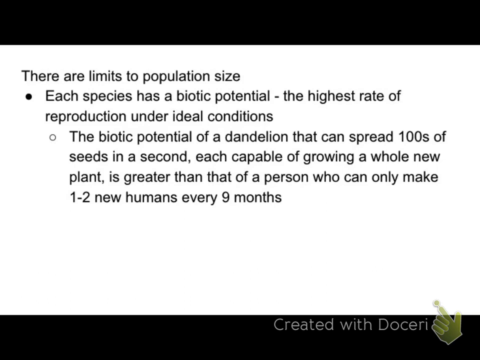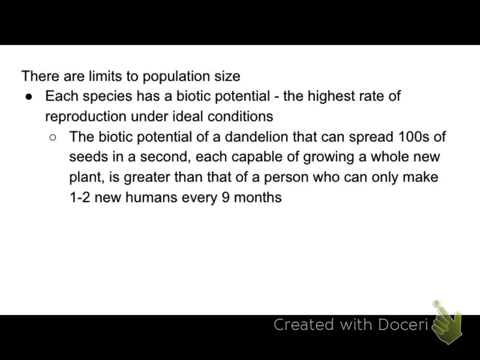So a dandelion doesn't take very long to grow, okay? And then it can spread hundreds of seeds, and each of those seeds is capable of growing into a whole new plant. So dandelions have a very high biotic potential, right? They have a very short life cycle, and then they produce tons of offspring at the end of their life cycle. So under ideal conditions, dandelions can produce thousands of new dandelions in months, which I'm sure you have experienced if you've ever tried to rid your lawn of them.